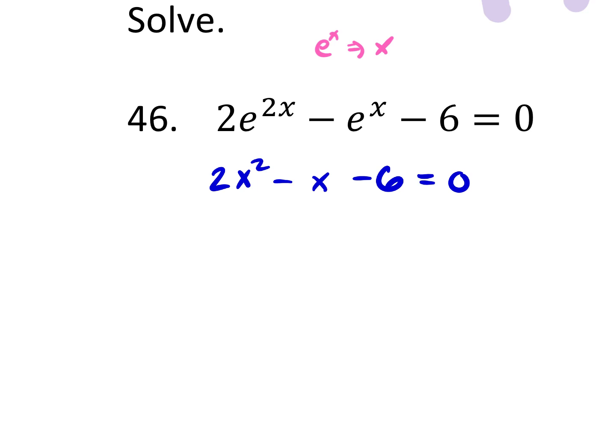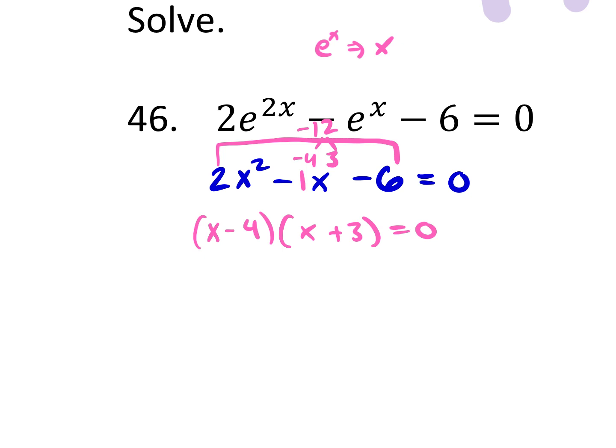And how did you get 2x? Because it's e to the power of 2x. So like that is technically like x squared. Right, so from here, we factor normally. So 2 times -6 would be -12. Do I have two factors of -12 that add to -1? -4 and 3. So this would be x minus 4 and x plus 3.